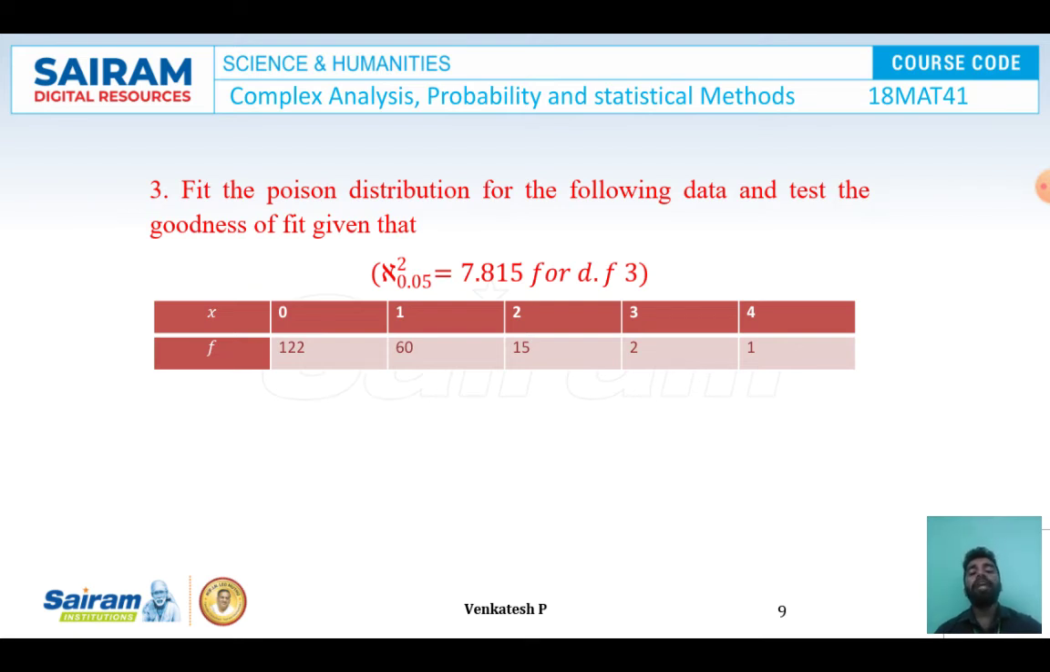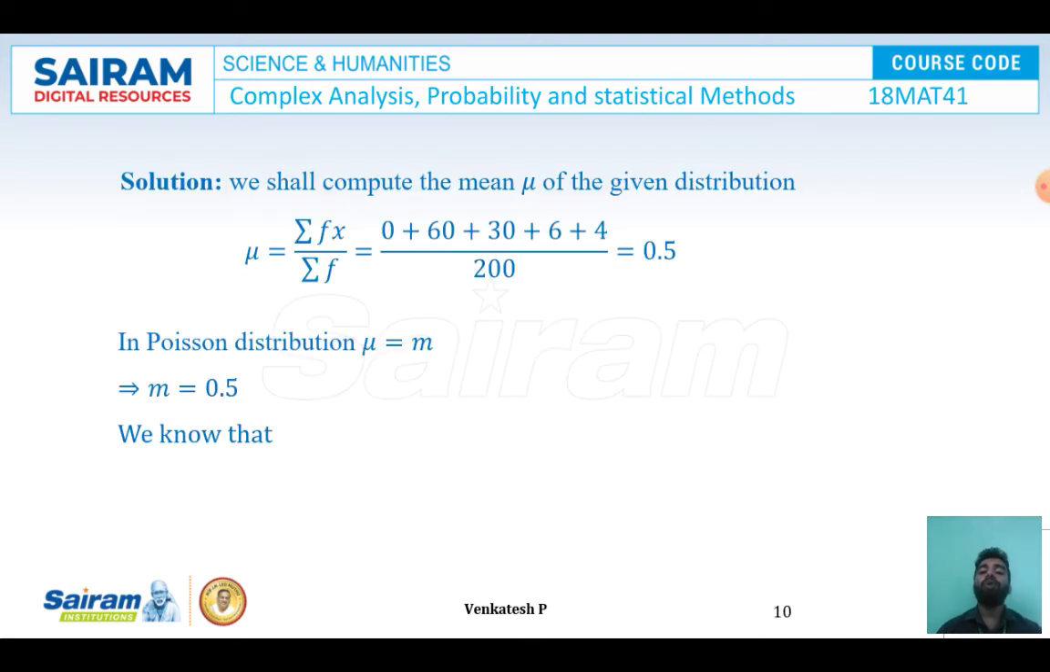So now to check this hypothesis, first thing is we have to calculate the estimated frequency. To calculate this estimated frequency, first we need to calculate the mean value to calculate the Poisson distribution. So here the mean will be equal to summation f of x by summation f. So adding all the values over here, we got 0 plus 60 plus 30 plus 6 plus 4 divided by 200. After simplifying this, we got the value of mu is equal to 0.5. And in the Poisson distribution, we know that mu will be equal to m. So we got m is equal to 0.5.